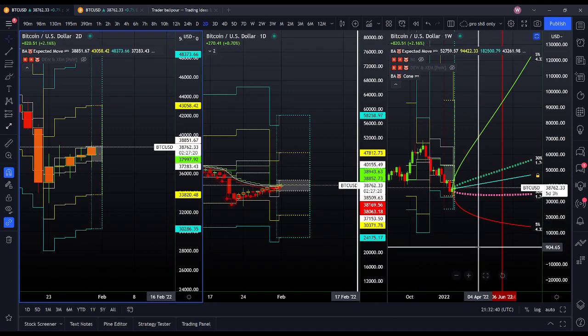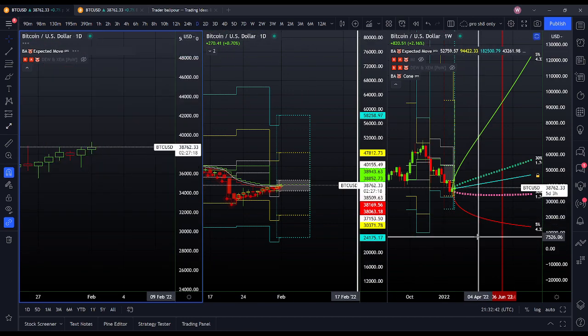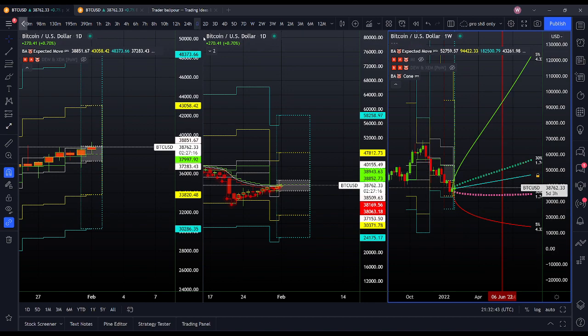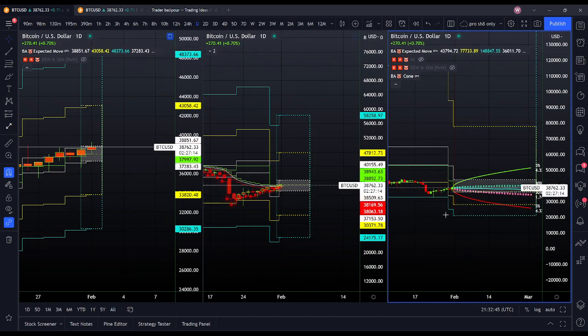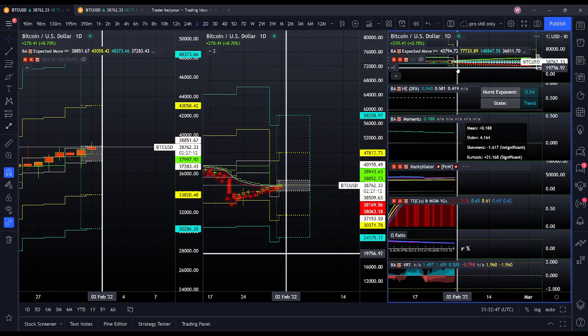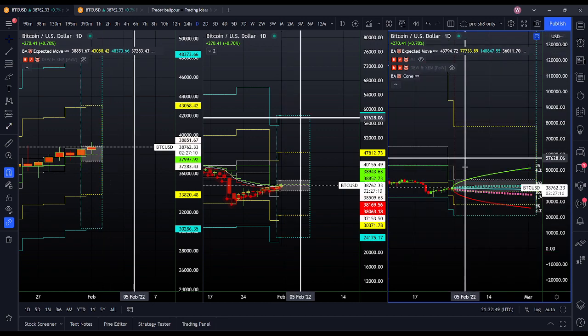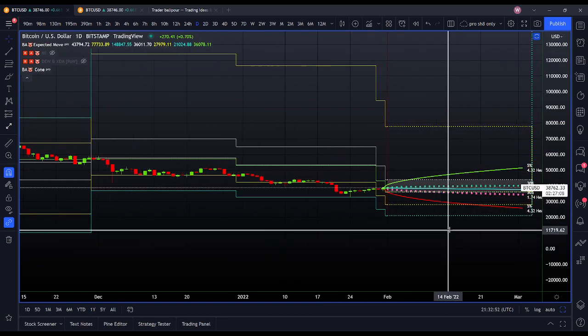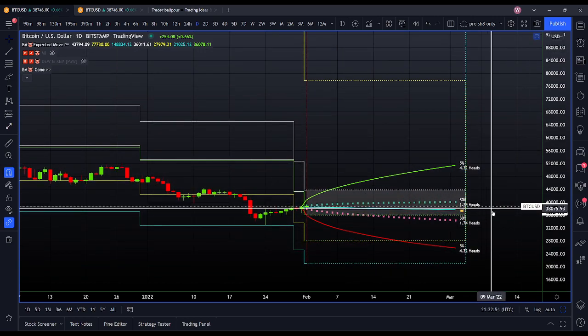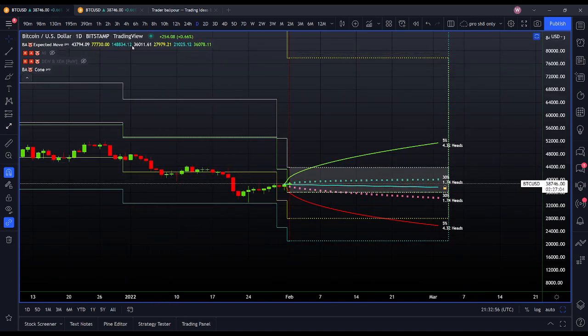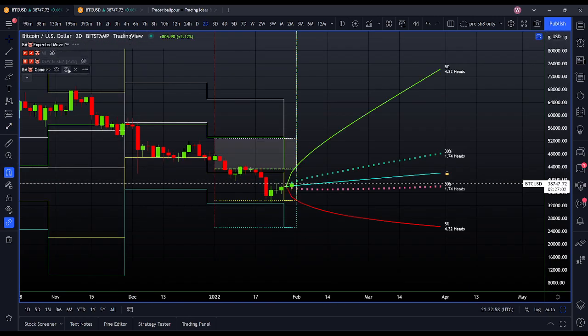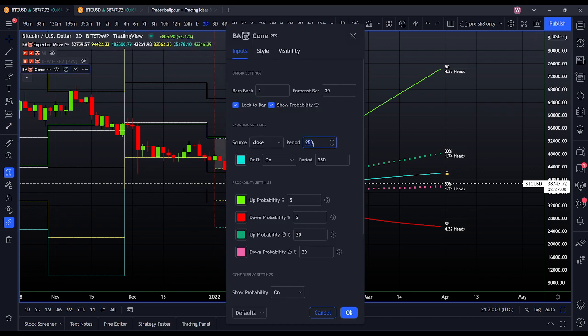But then looking over here on the monthly, sorry about that. And looking over here on the monthly, we just got a new monthly expected move, and we can put out the cone here if we want, and we can turn that to 500 if we want.